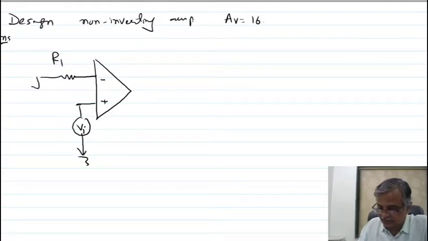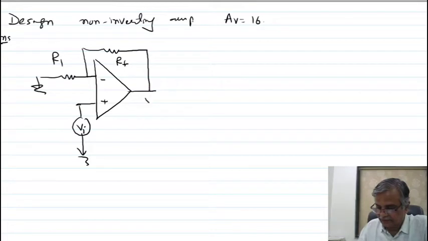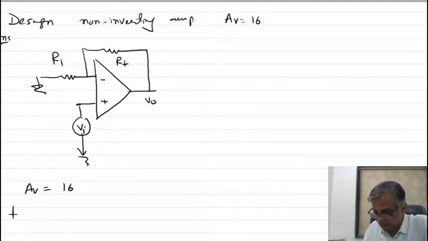This is R1, this is RF, this is VO, VI. You want gain equal to 16. What is the equation of gain? 1 plus RF by R1.